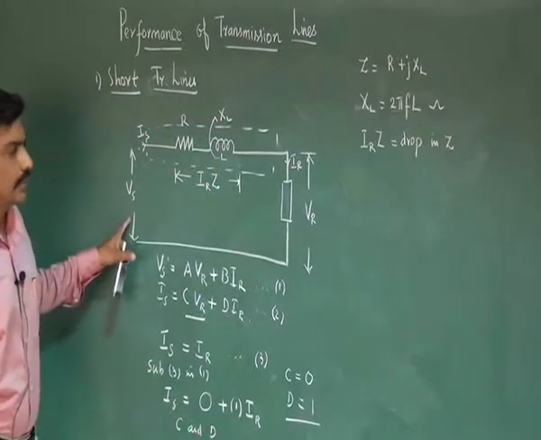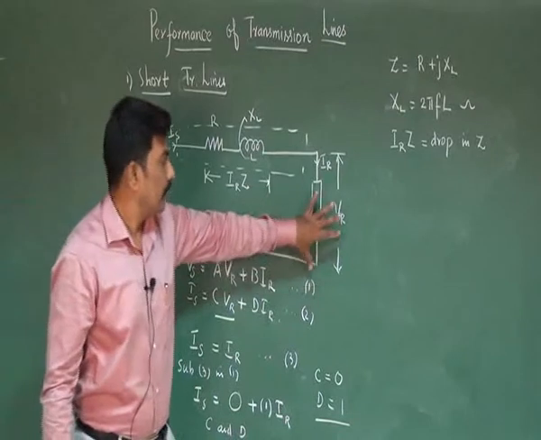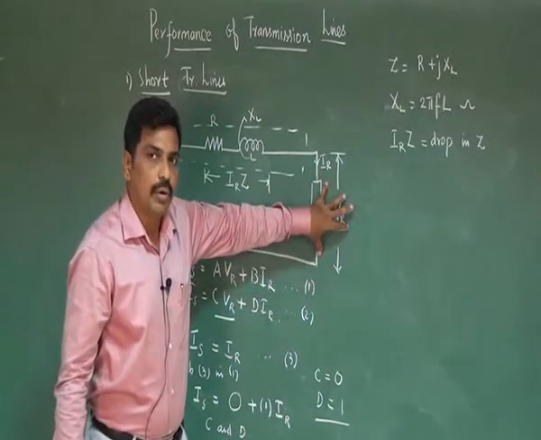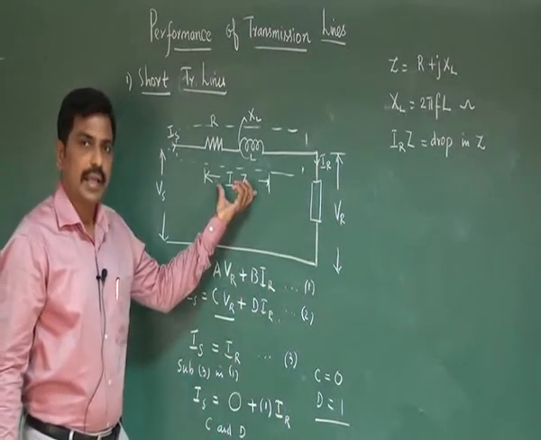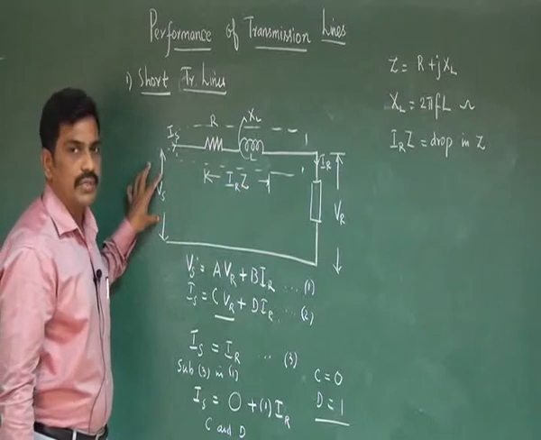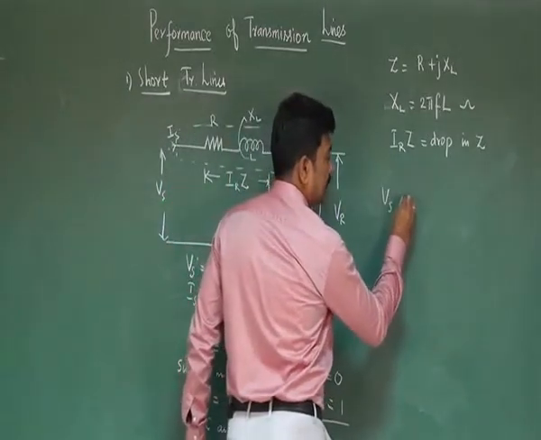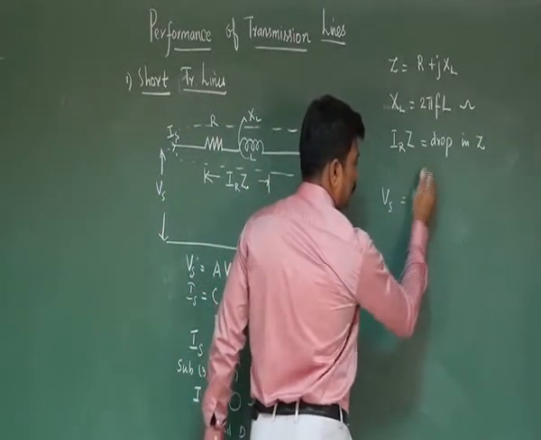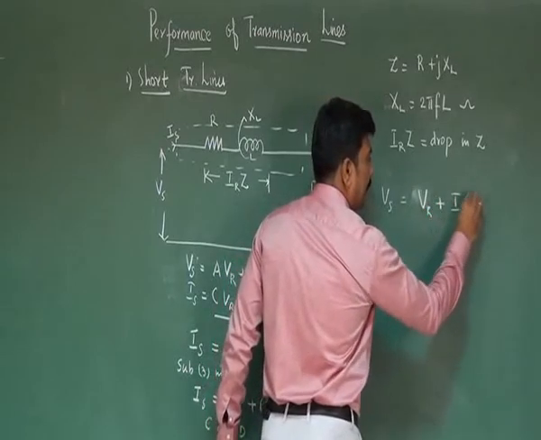Now, how do you find the sending end voltage, knowing the value of the voltage drop? Here, look at the load voltage VR. The load voltage VR plus the drop in the transmission line will give you the sending end voltage. Therefore, you can write it as Vs is equal to VR plus the drop across the impedance, IR Z.